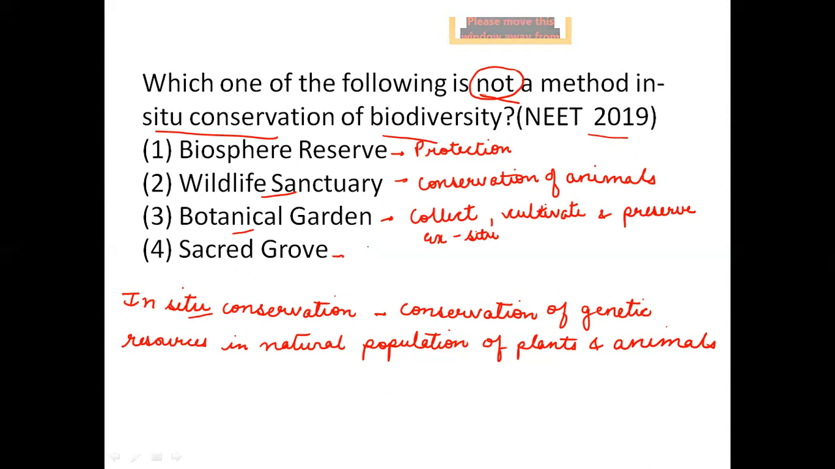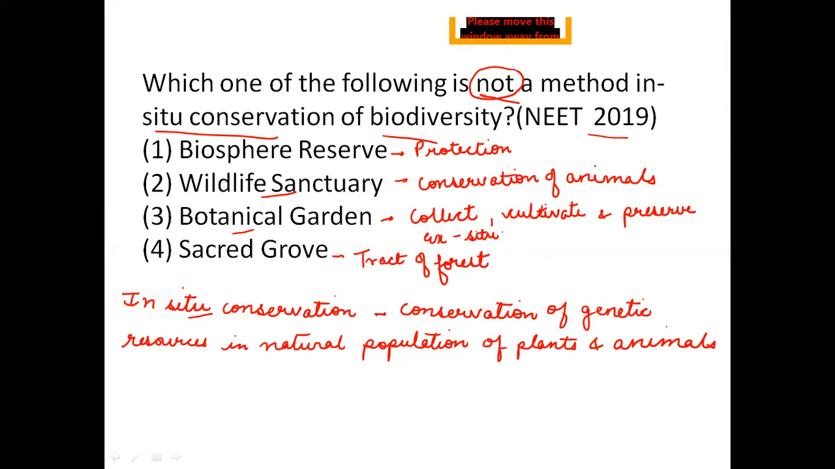Next, we are talking about the sacred groves. Sacred groves are a tract of forest where we protect plants and wildlife.